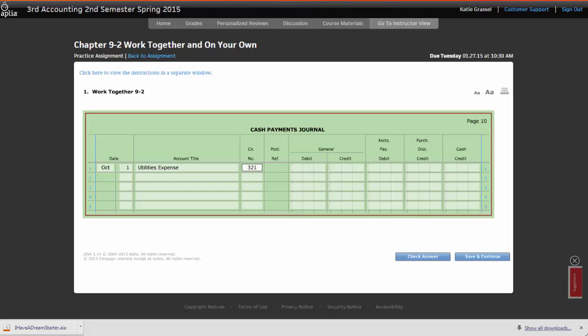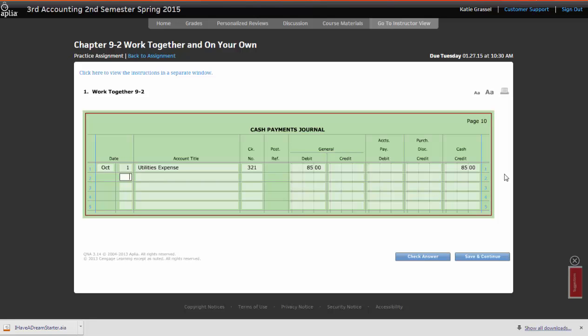Excellent, Lexi. General, debit, and cash credit. I was too happy with my entries. Is that any different than what we did before? Exactly the same. Would you agree?